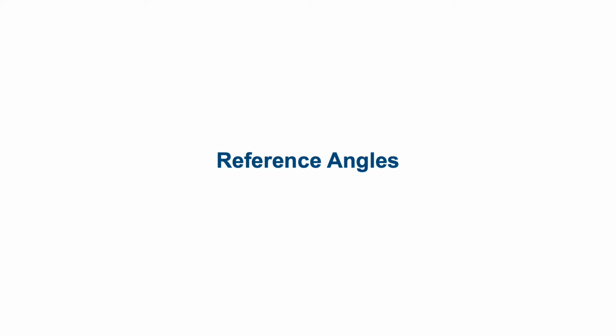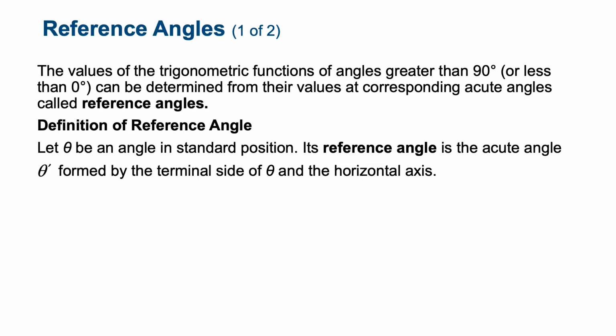Okie doke, let's go to reference angles. We can figure out the exact values of trig functions for angles greater than 90 or less than 0 using their values at the acute angles called reference angles. So a reference angle is basically, let's say you have some theta in standard position. The reference angle is the angle that we could call theta prime. The book calls it theta prime.